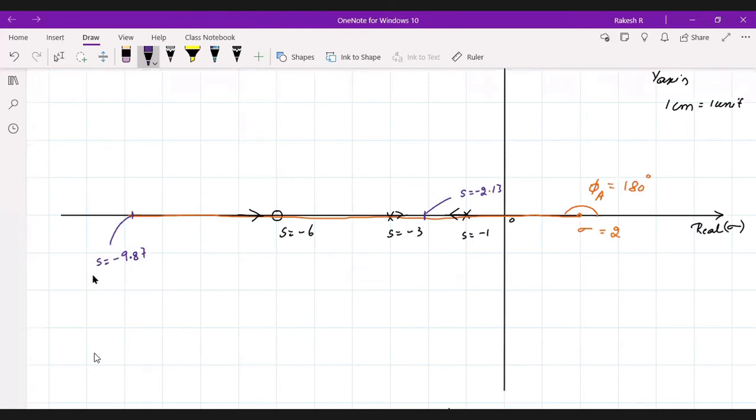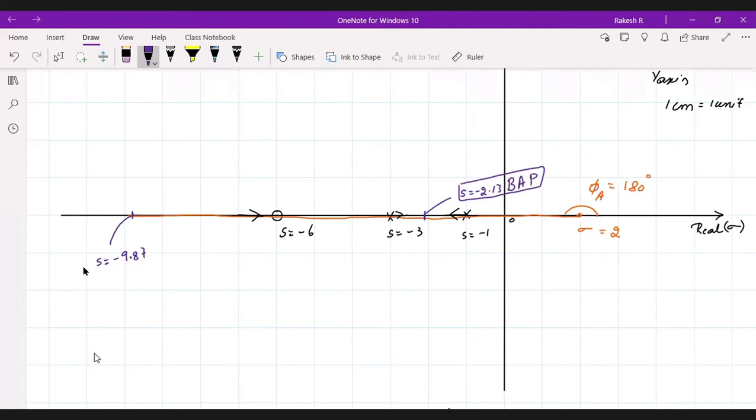What are these? These are a valid breakaway or break-in point, right? Because in between minus 3 and minus 1, we have a root locus. So this is a valid breakaway point. Why will I consider this as a breakaway point? Because this is lying in between two poles. This is a breakaway point here, because it lies between the two poles where the root locus exists, right?